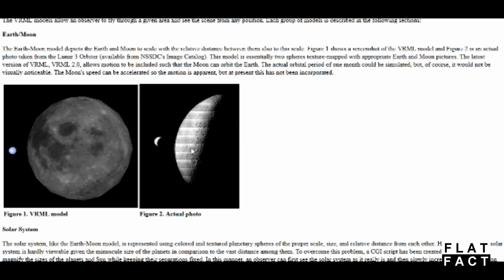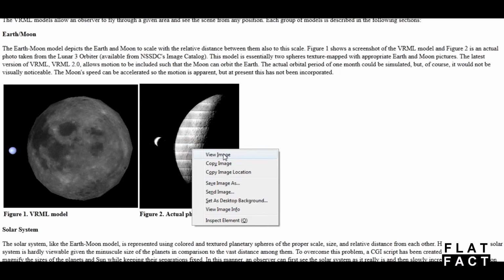This model, the VRML model on the left, is essentially two spheres texture mapped with appropriate Earth and Moon pictures. This is VRML, and this is the actual photo. It says it's an actual photo taken by the Lunar Orbiter 3 of the dark side of the Moon in 1967.